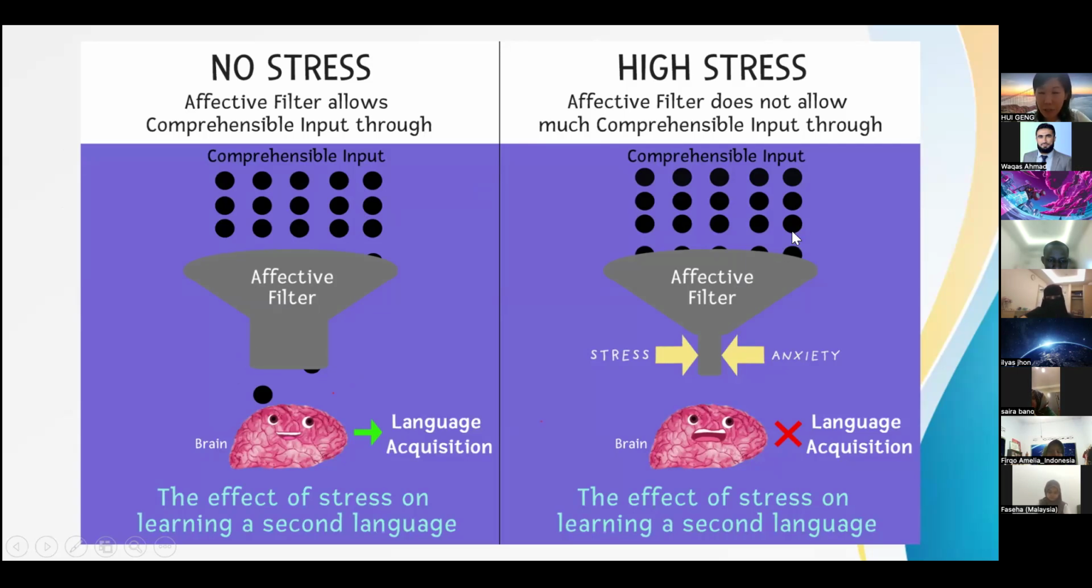However, in the second picture, when students are placed in a high pressured atmosphere or classroom climate, the affective filter doesn't allow much comprehensible input through our language acquisition device. So, for example, how to create a welcoming and supportive or cozy atmosphere for our students. I have tried this because I joined my university in 2024.